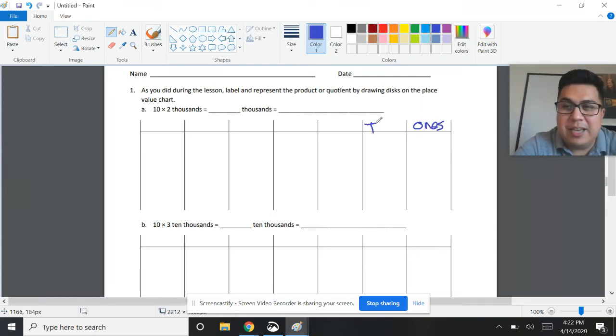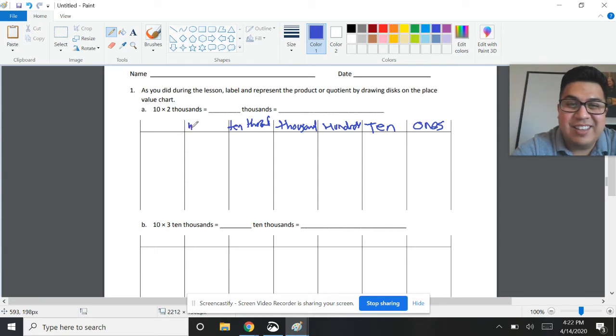Then we go ahead and do tens. And what's after tens? Nice, hundreds. And then after hundreds, we have thousands. After thousands, we have 10,000s. And then the next one, 100,000s. Sorry about my writing, you can see it in there though.